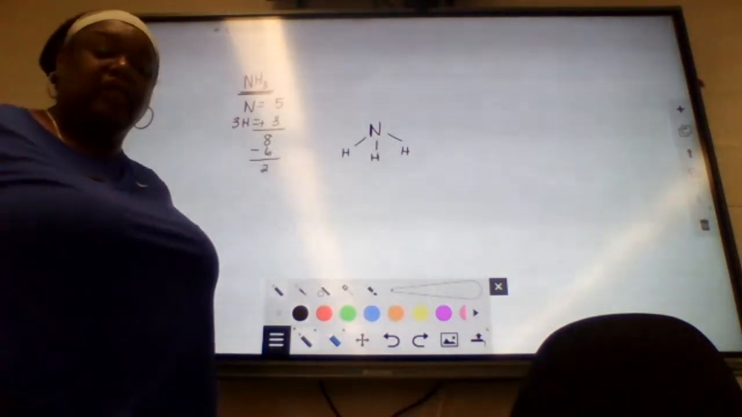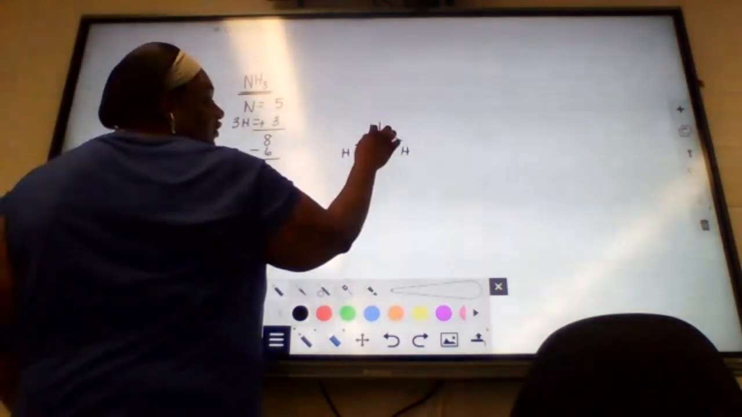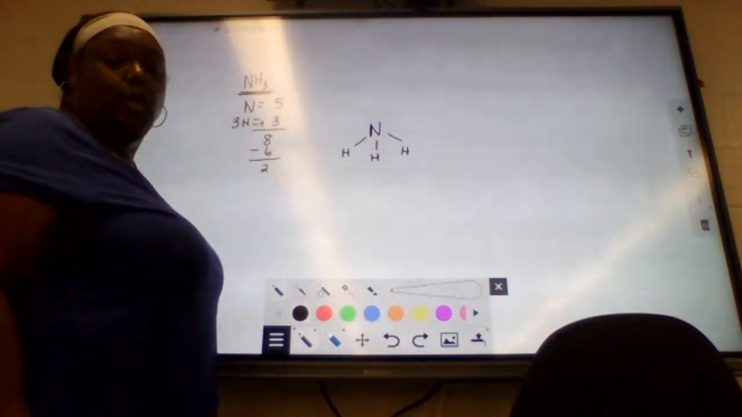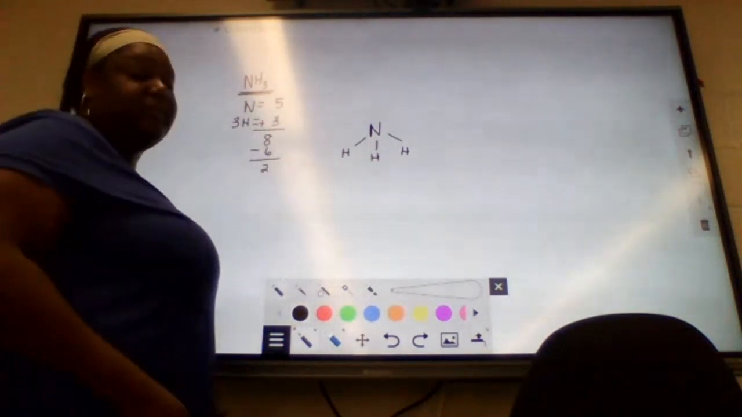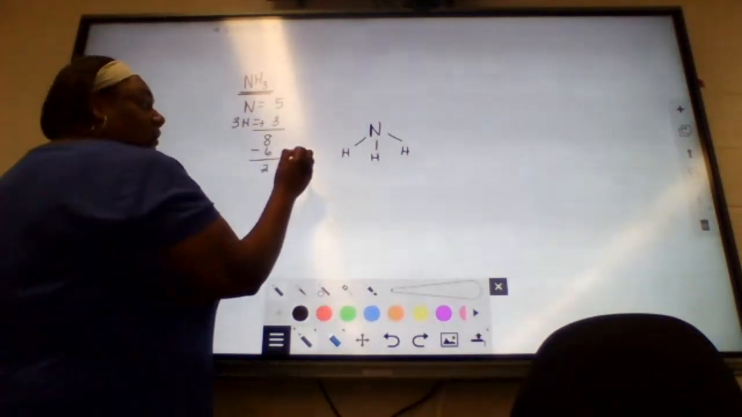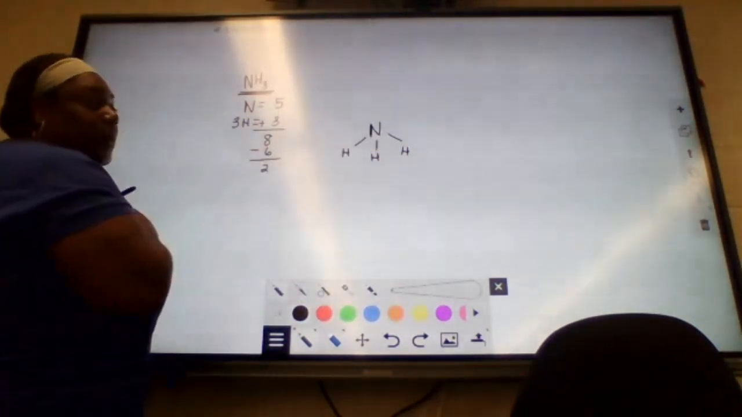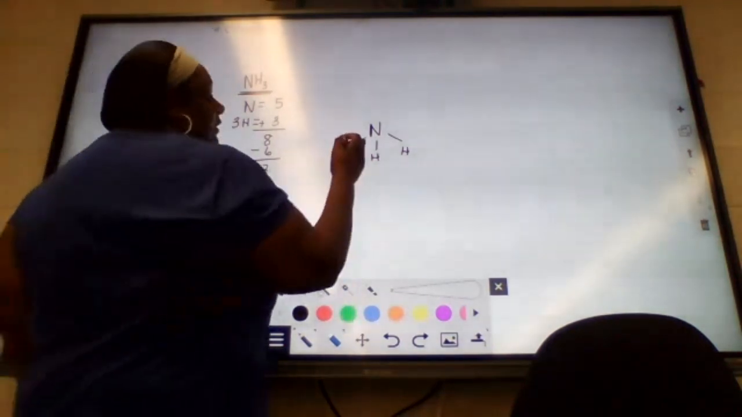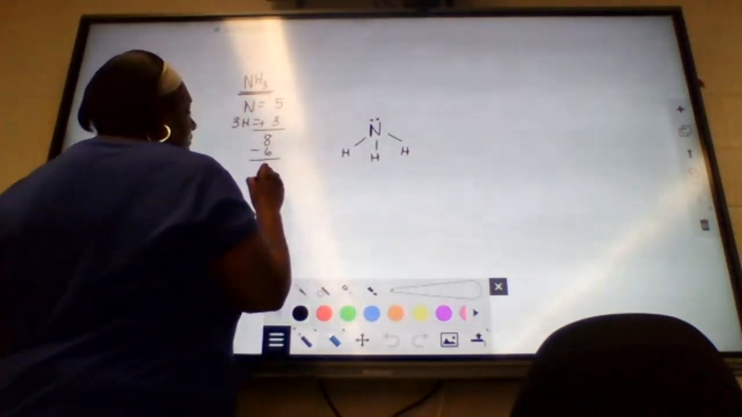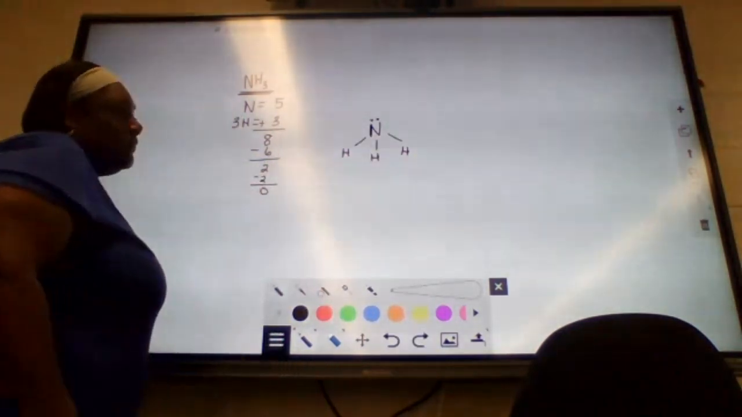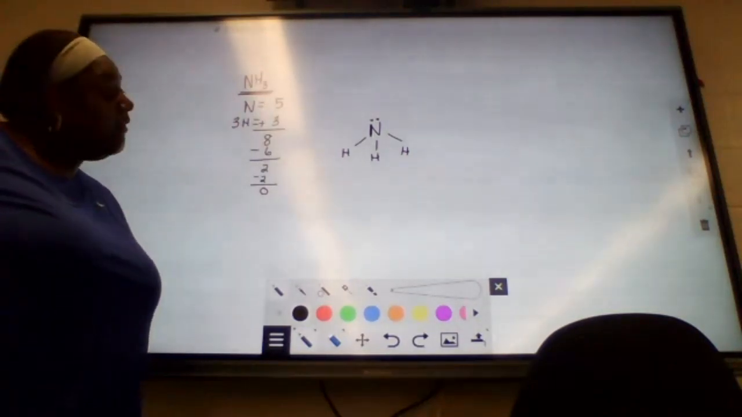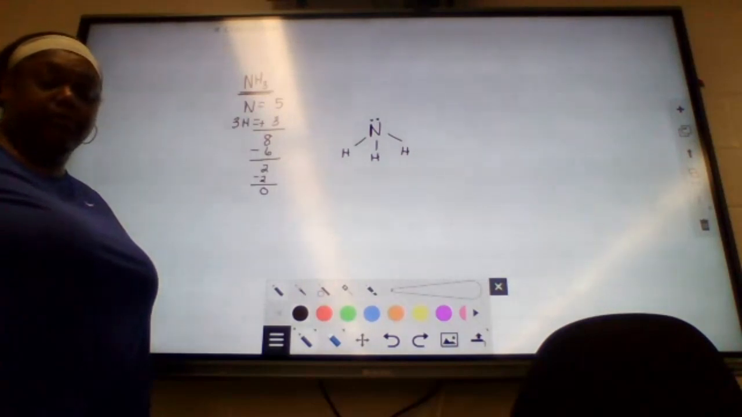But when I consider my nitrogen, notice my nitrogen is sharing 2, 4, 6 electrons, but it needs 8 in order to be stable or to have a complete octet. And so I'll notice that I have 2 dots that are left, and I need 2 more electrons to get that to 8. And so because I have 2 dots, I go ahead and place them. And we have now drawn our very first Lewis structure.